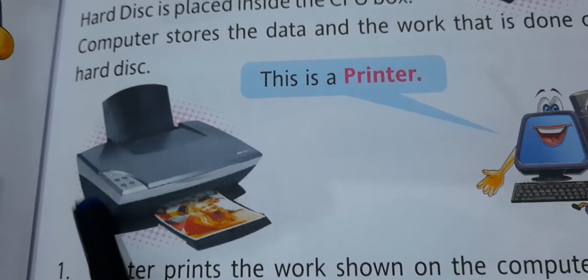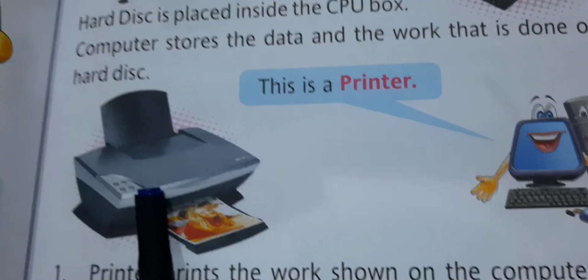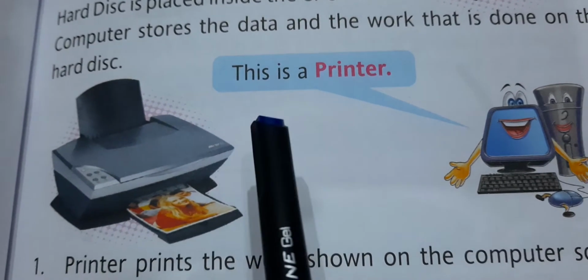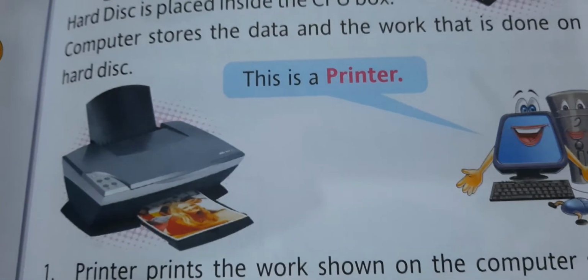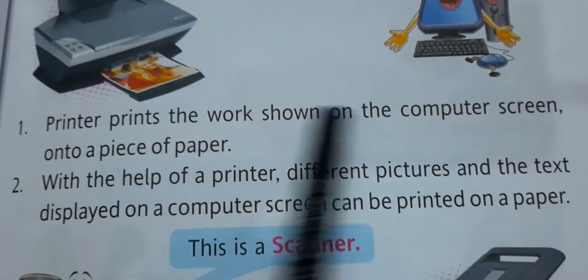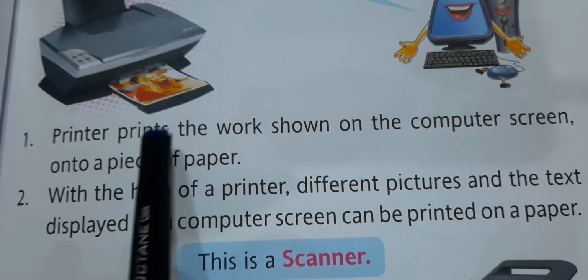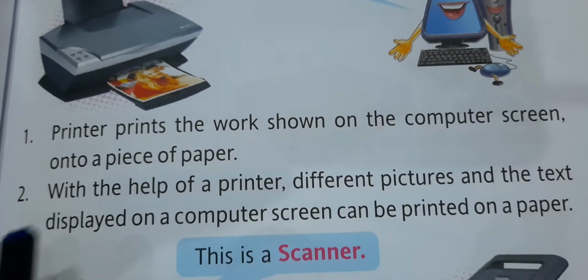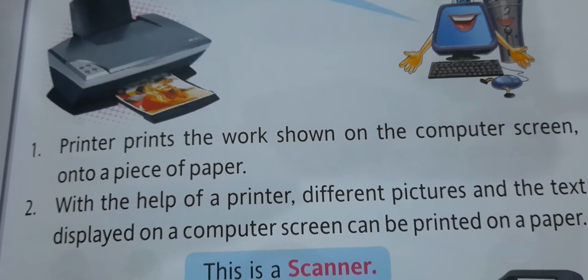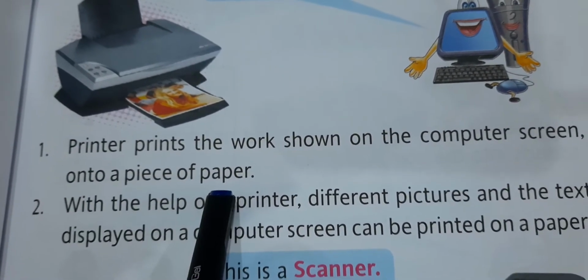Now this is printer. You can see the picture of the printer, and you must have seen various kinds of printers. This is not just one type of printer, but various kinds of printers are available in the market and we can use it. They can be black and white or colored also. Now, number one, printer prints the work shown on the computer screen onto a piece of paper. What is the function of printer? It prints the work shown on the computer screen. Means whatever that we see on the monitor, whether it is the data or the information or even if it is a drawing, it is used for printing that onto the piece of paper.